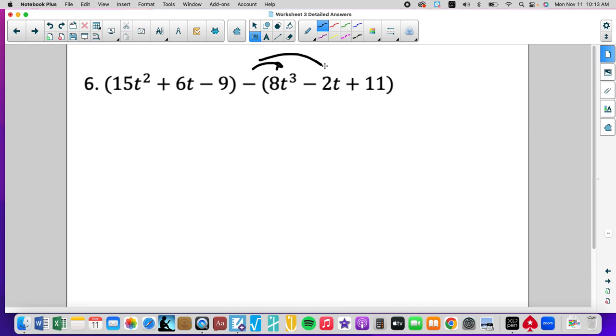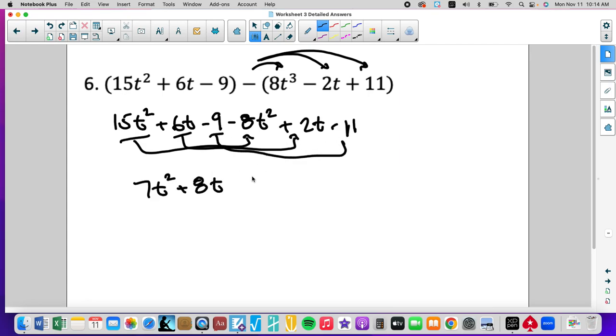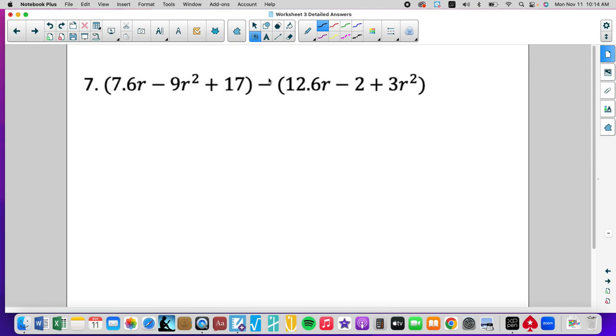So distributing out that negative, we're going to change all of those. 15t squared plus 6t minus 9 minus 8t squared plus 2t minus 11. So like terms, and that's going to be 7t squared. These are like plus 8t and then minus 20.